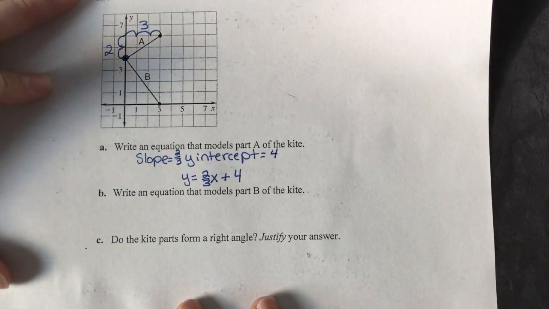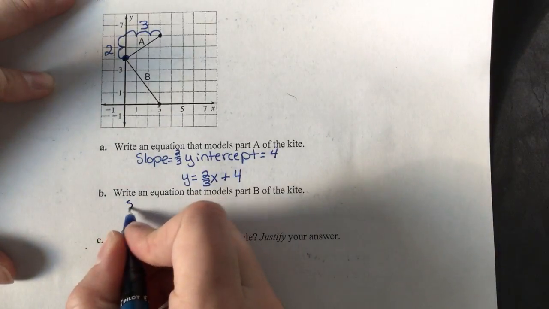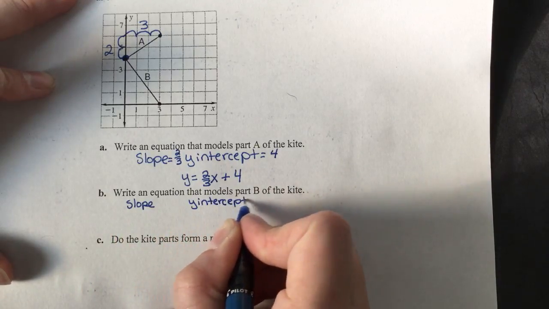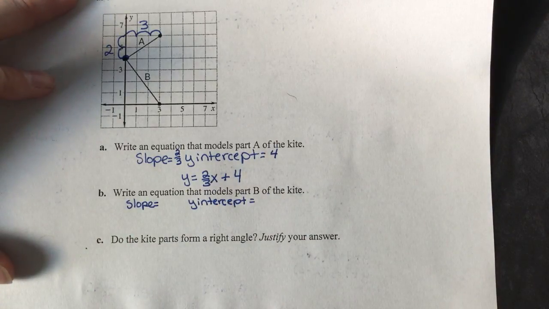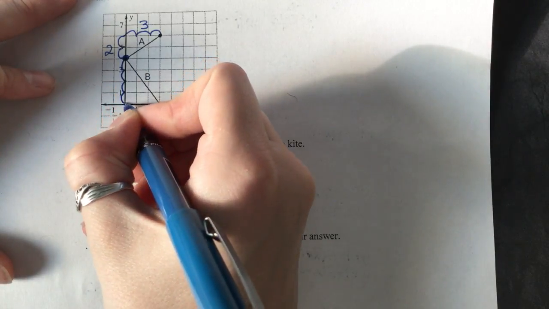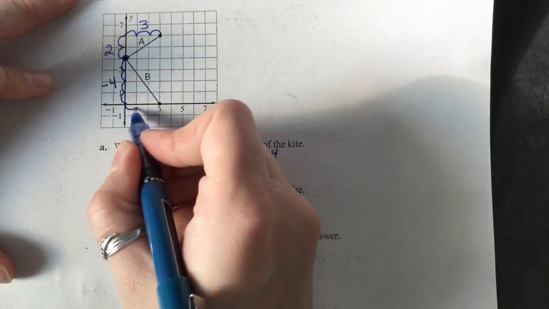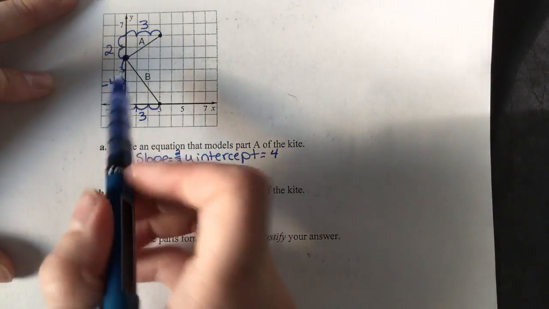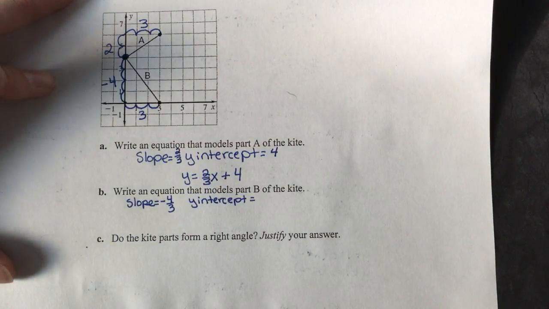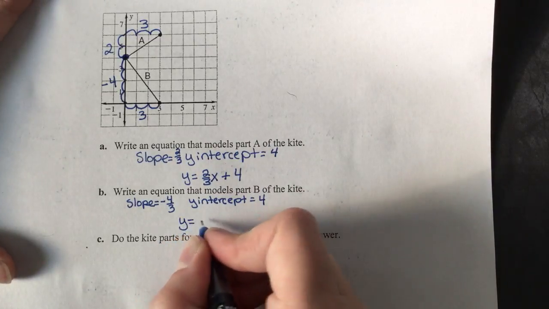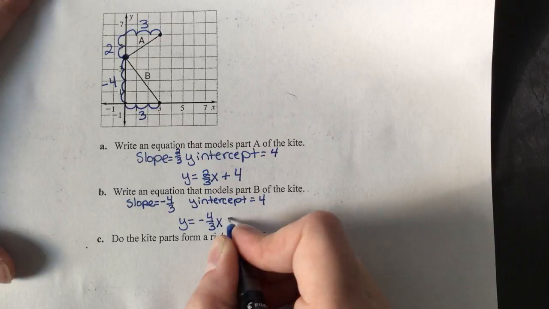We want to write an equation for part B of the kite. We need slope. We need y-intercept. Okay, so 1, 2, 3, 4. This time I'm going down. Forward 1, 2, 3. So -4/3, rise over run. The y-intercept, where it crosses on the y-axis, is 4. So y equals -4/3 x plus 4.